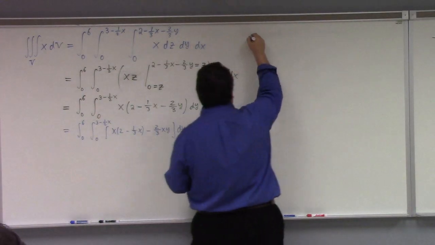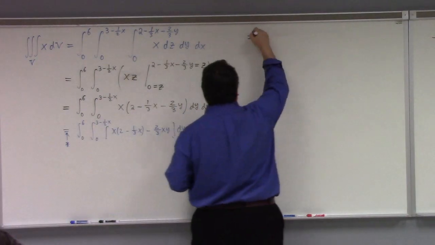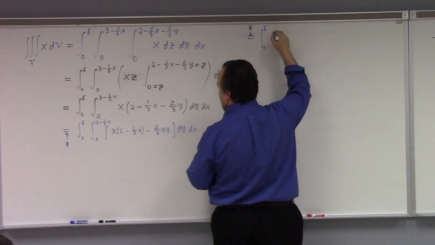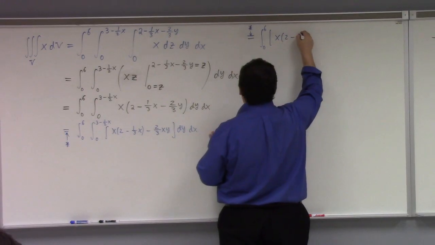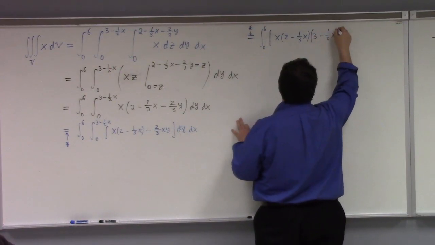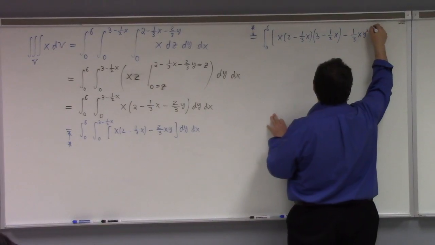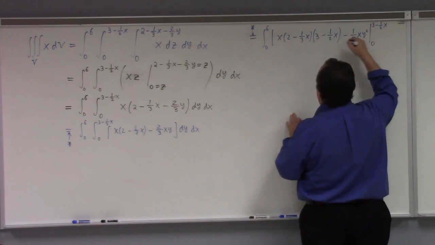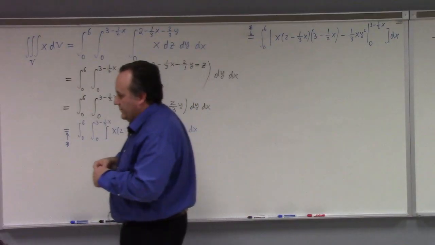So the way this works is we have the integral from 0 to 6, and then we're going to have x times 2 minus 1/3 x times 3 minus 1/2 x, minus 1/3 x y squared evaluated from 0 to 3 minus 1/2 x, and that's all integrated over x.